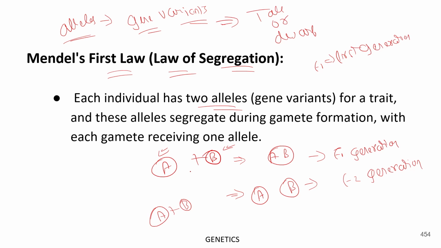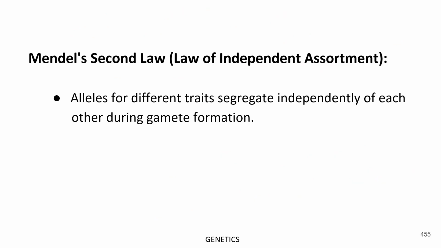So you can say in the first generation, when tall and dwarf plants come together, the new one will be tall or dwarf, any of them. But in the second generation, when A and B come together, the new ones will show themselves separately. So this is the first law, known as the law of segregation. Got it? Move forward. The second law is the law of independent assortment.